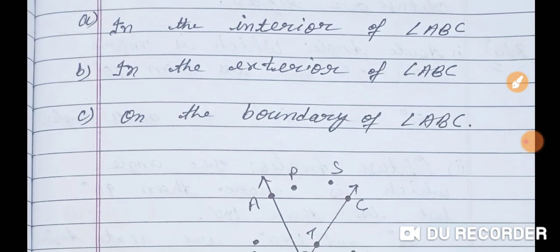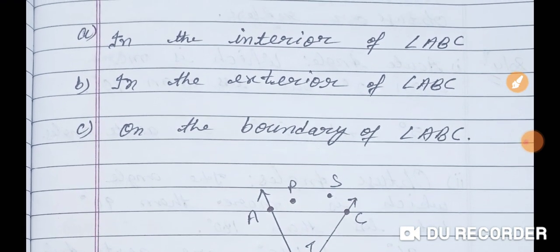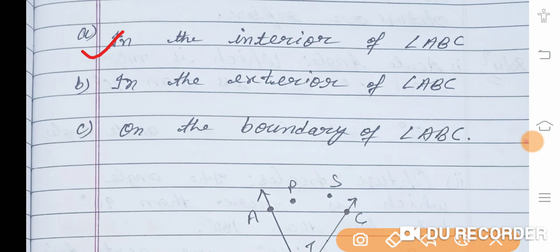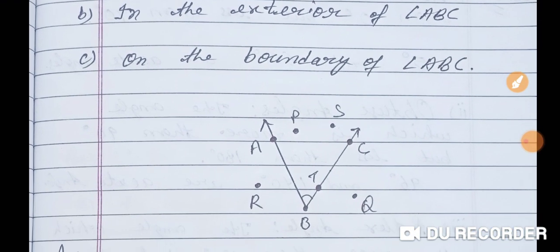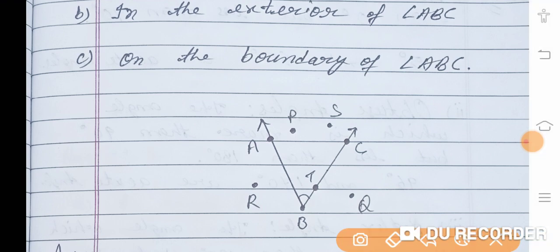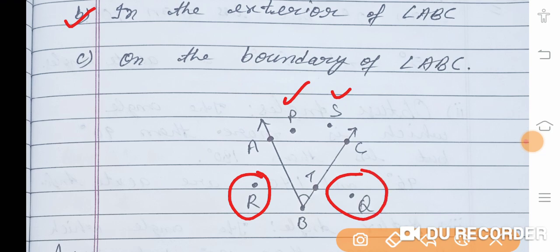Okay, so now we will solve question number A. From the given figure of angle ABC, you have to tell the interior of ABC. So what are the interior points? Points P and S. And second, the points in the exterior of angle ABC. Exterior means outside. So which points are present? Point R and point Q are in the exterior of angle ABC.